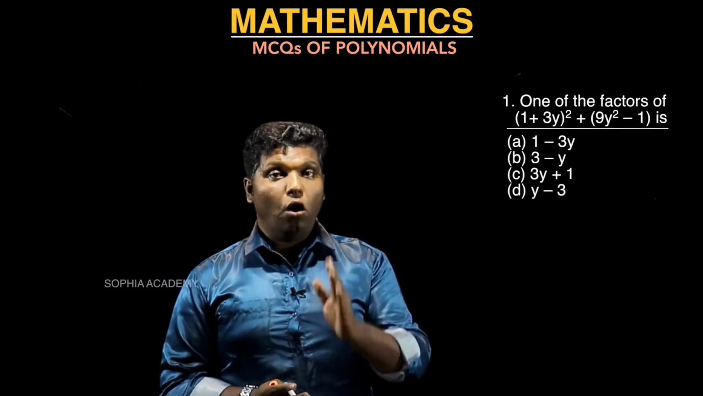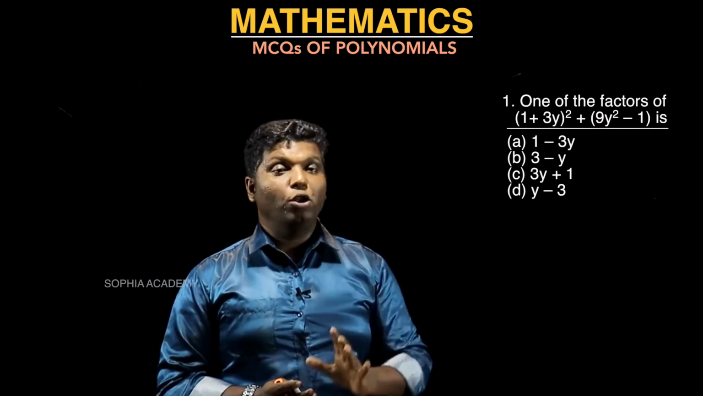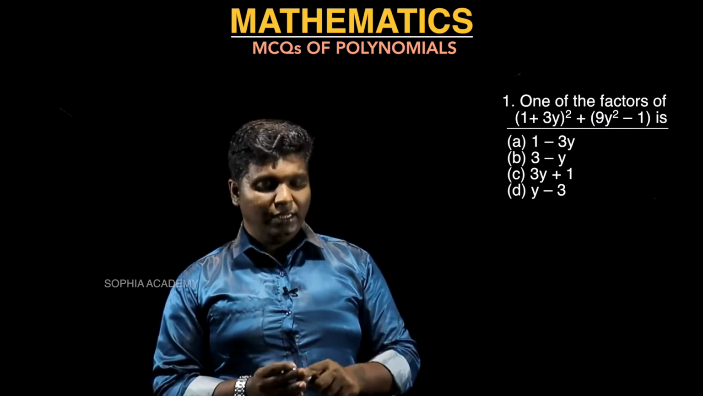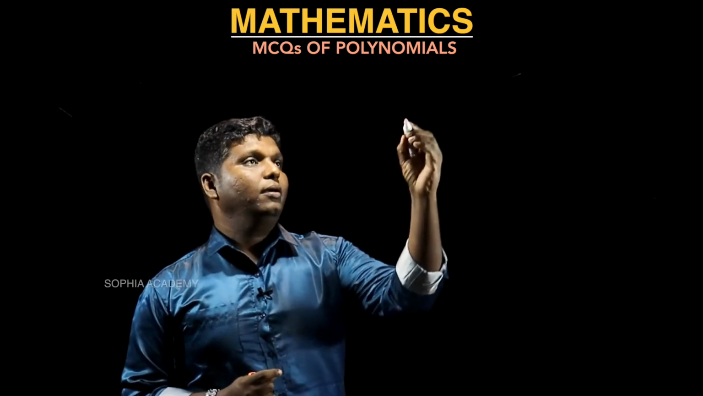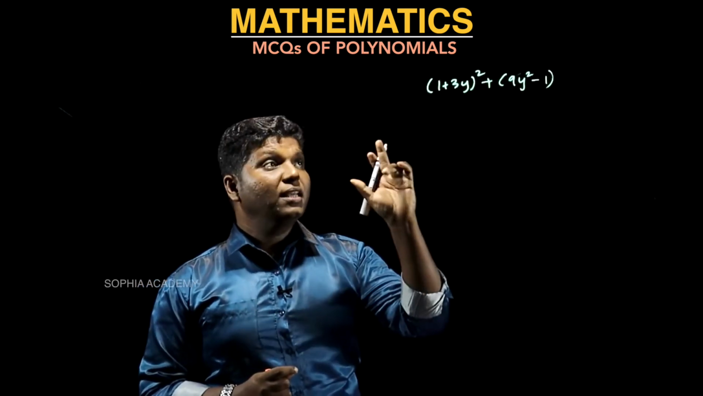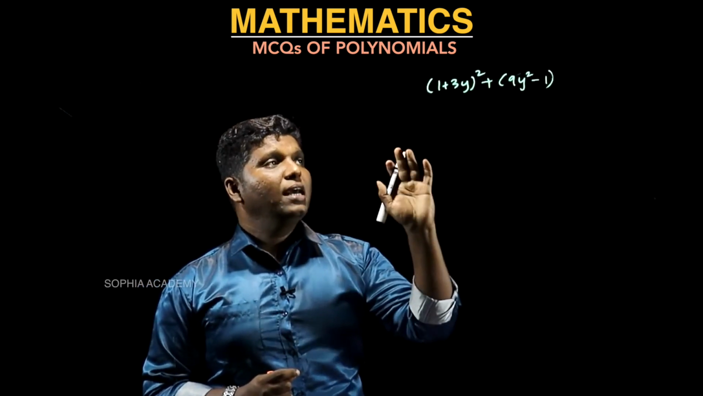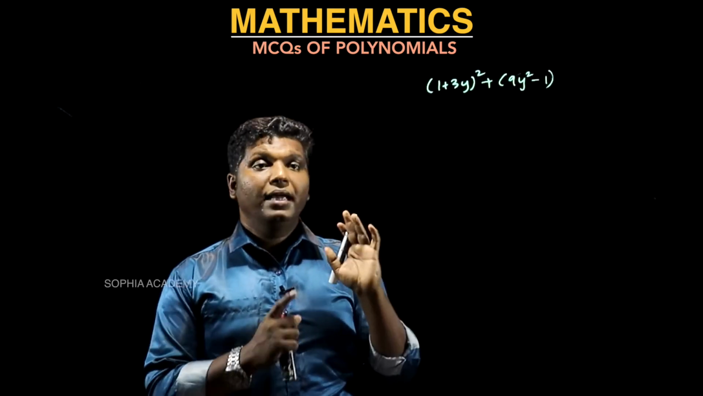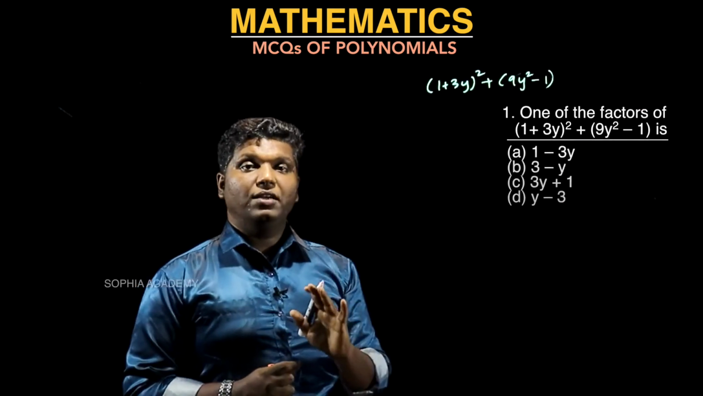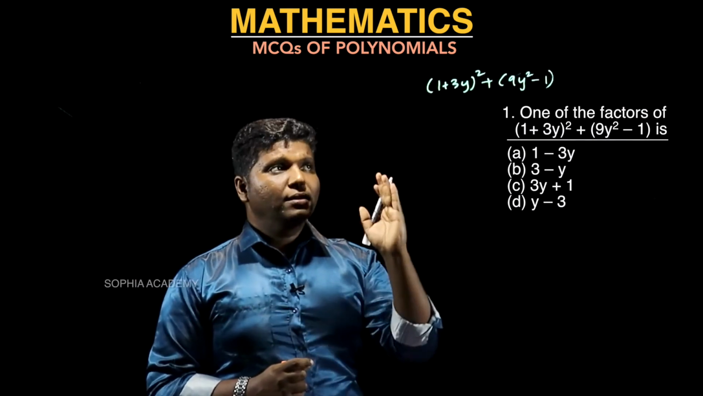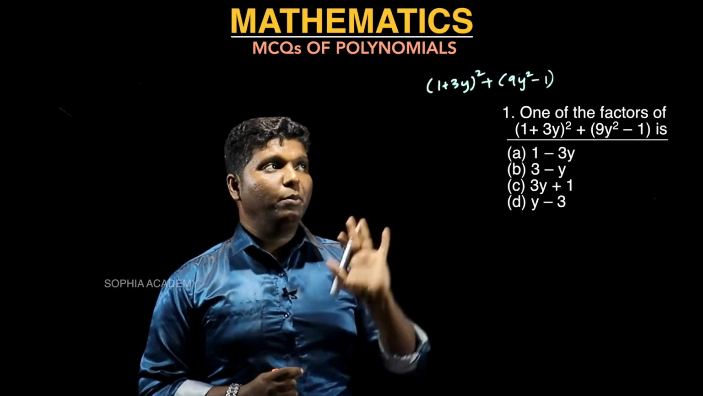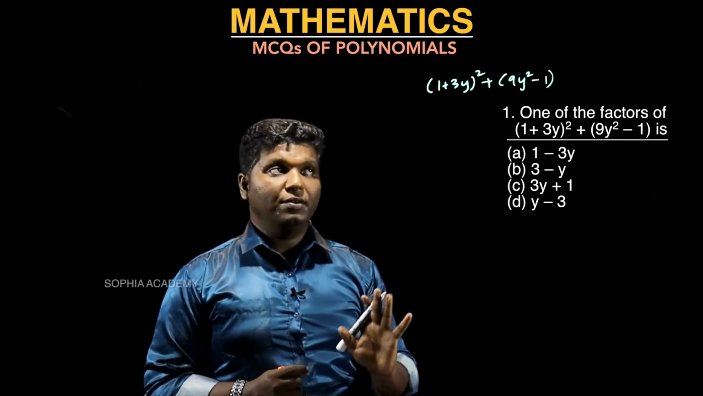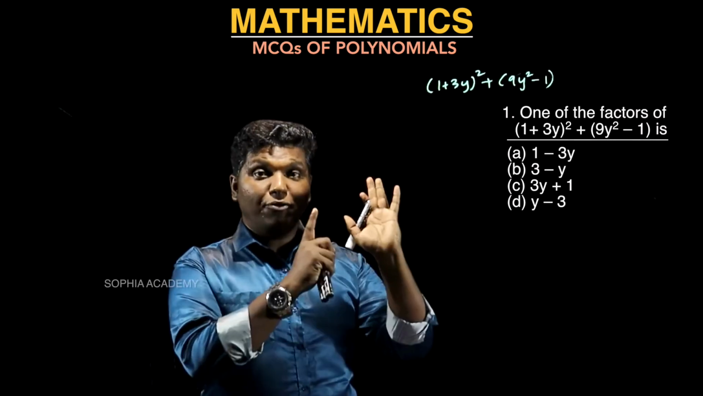One of the factors of, here a polynomial is given, let us write it: (1 plus 3y) the whole square plus 9y square minus 1, is. There are 4 options given here: 1 minus 3y, 3 minus y, the third option is 3y plus 1, and the fourth option is y minus 3. Among these, one of them is a factor of this one.